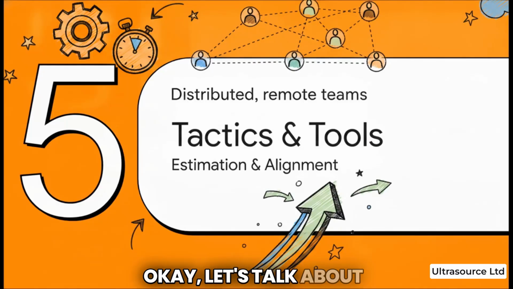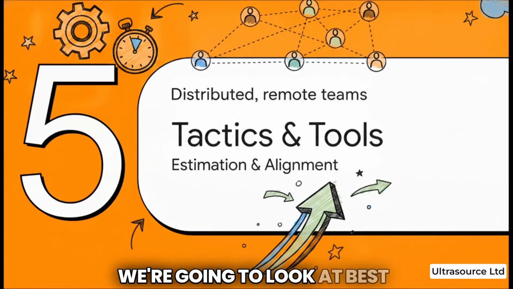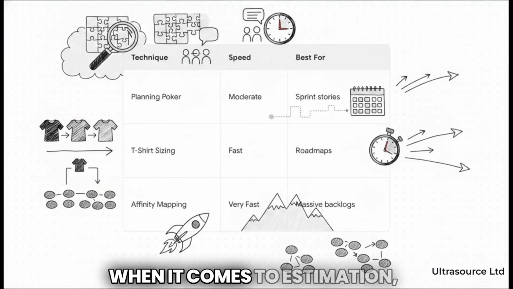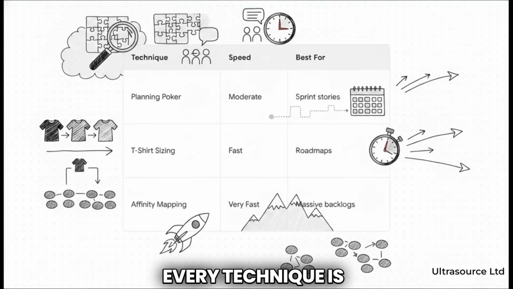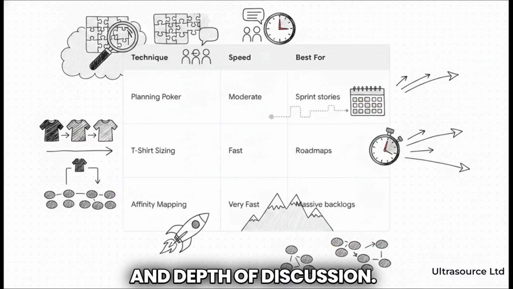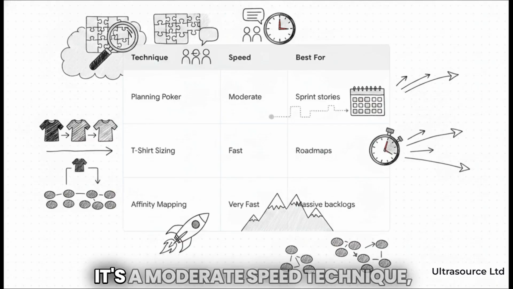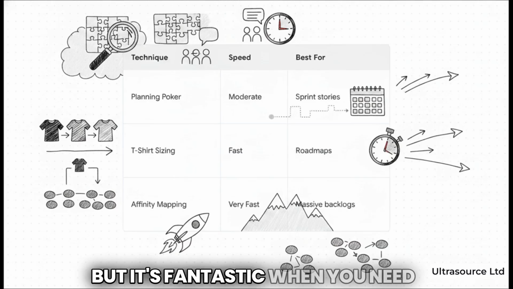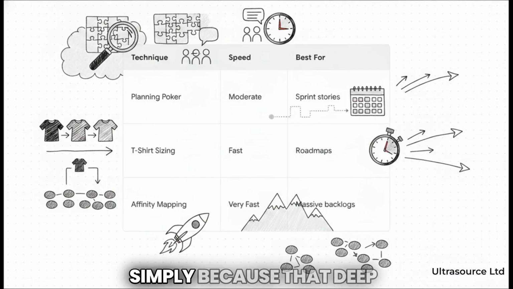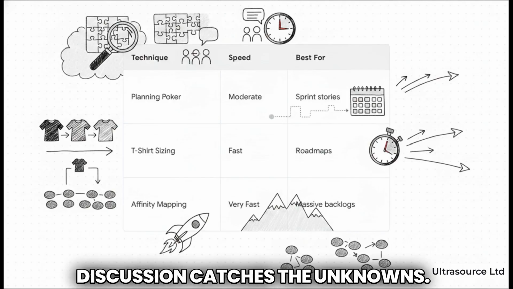Okay, let's talk about tactics and tools. We're going to look at best practices for estimation and remote alignment. When it comes to estimation, every technique is basically a trade-off between speed, accuracy, and depth of discussion. Take planning poker. It's a moderate speed technique, but it's fantastic when you need to uncover hidden complexities for sprint-level stories, simply because that deep discussion catches the unknowns.